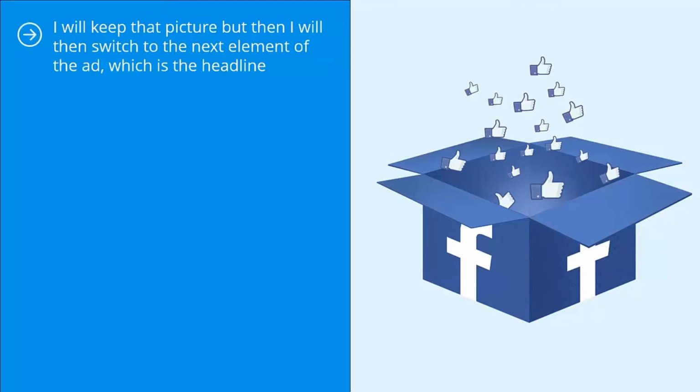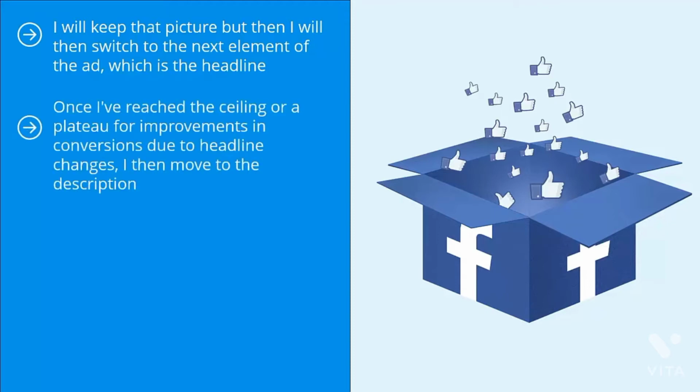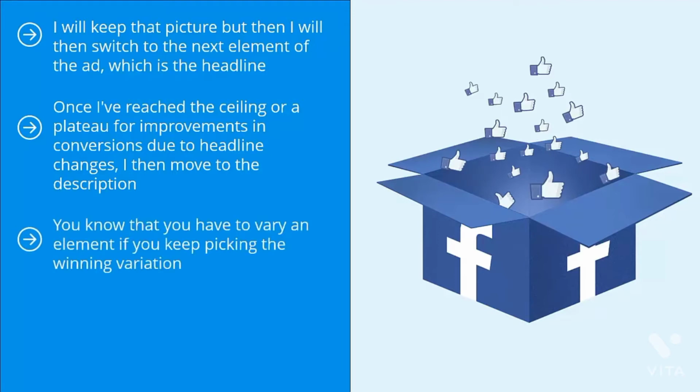which is the headline. I would then keep varying the headline to see if I can improve the conversion rate of that ad. Once I've reached the ceiling or a plateau for improvements in conversions due to headline changes, I then move to the description. Do you see how this works? You know that you have to vary an element if you keep picking the winning variation. You do this with small tests until the whole ad is optimized.